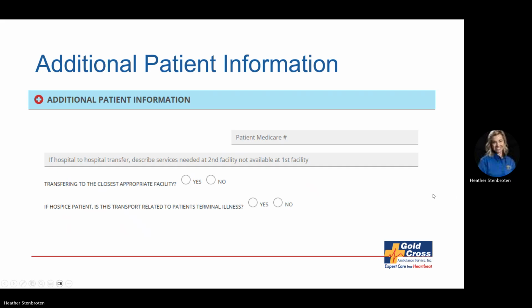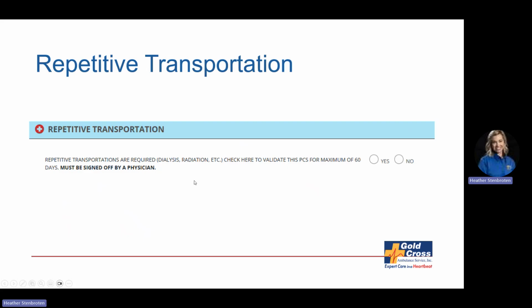Okay. The next section in that PCS is, is this a repetitive transport? We don't do these. You can always say no to this. So even those radiation transports, you don't need to worry about that as a repetitive transport. We do not schedule these out and use that same PCS. But I just can't take this out.